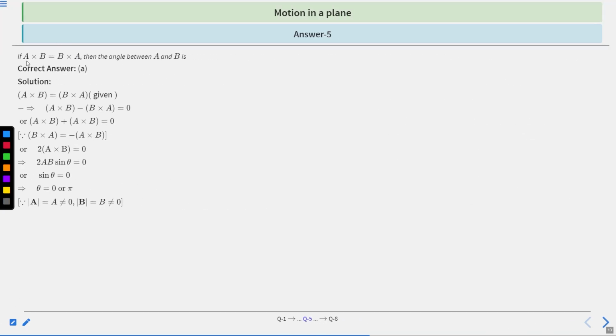According to the question, if A cross B equal to B cross A, find the angle between A and B. A cross B equal to B cross A, this is the given. This is the LHS side and this is the RHS.